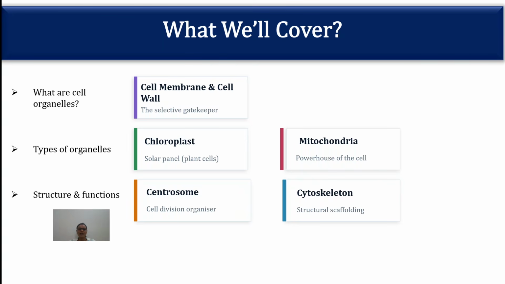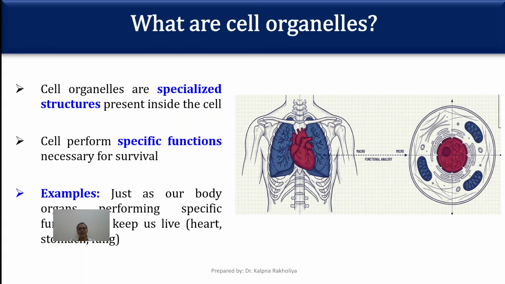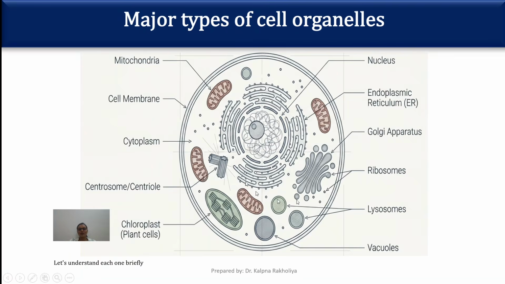So in that lecture we quickly revise what the cell organelles are, which types of organelles we are going to cover. So this is cell membrane, cell wall, chloroplast, mitochondria, centrosome and centrioles, and cytoskeleton. Right? We discussed these organelles with their structure and function. Let us quickly revise: cell organelles are very specialized structures present inside the cell, and each performs a specific function that is necessary for cell survival. This is a quick revision of which organelles we are going to cover today.